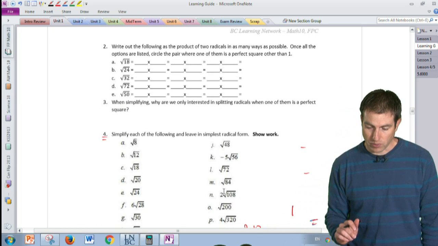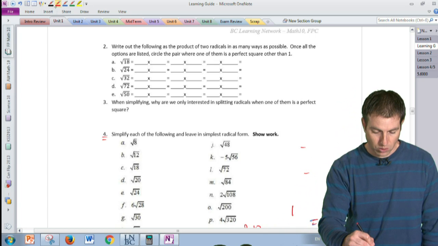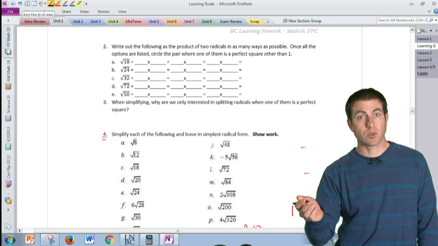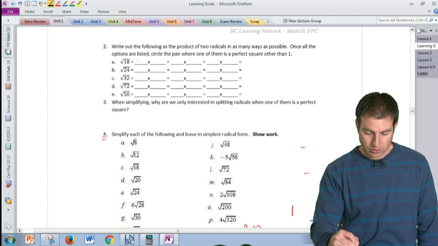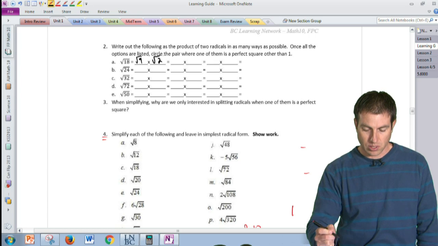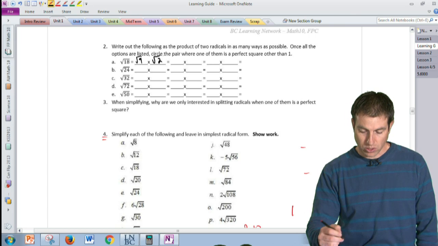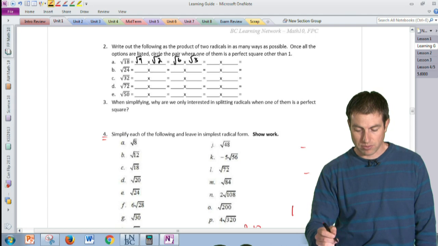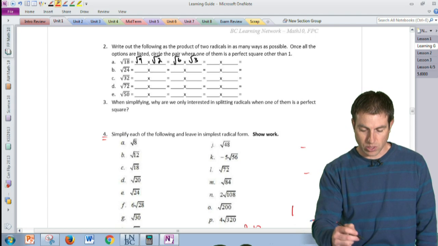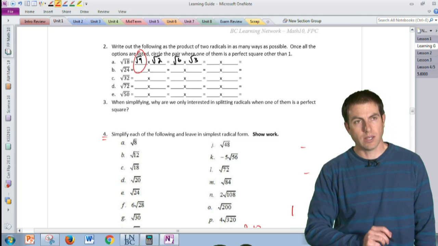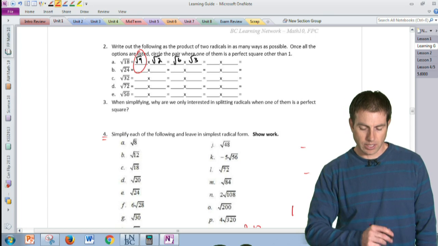So write out the radical as the product of 2 radicals. So 18: perfect squares that go into 18. I have the square root of 9 and the square root of 2. Is there anything else? I could go square root of 6 and square root of 3, but that doesn't have a perfect square. So this question asks me to circle the perfect square. That's what that question is going to look like.